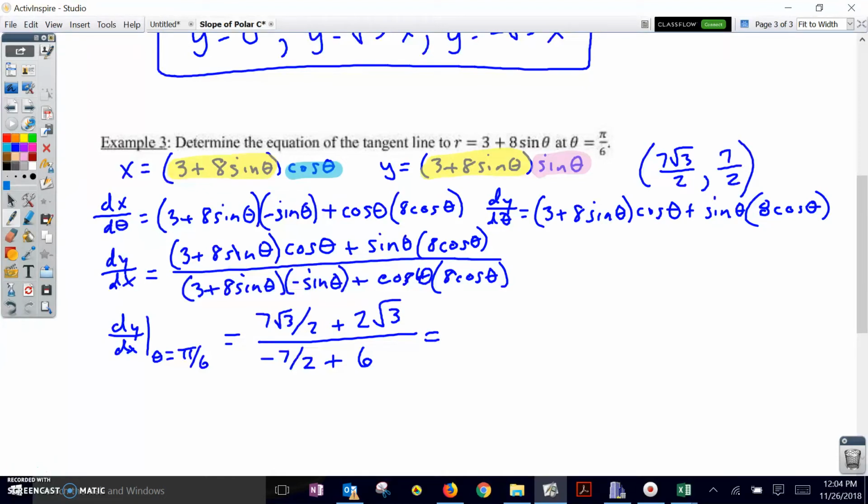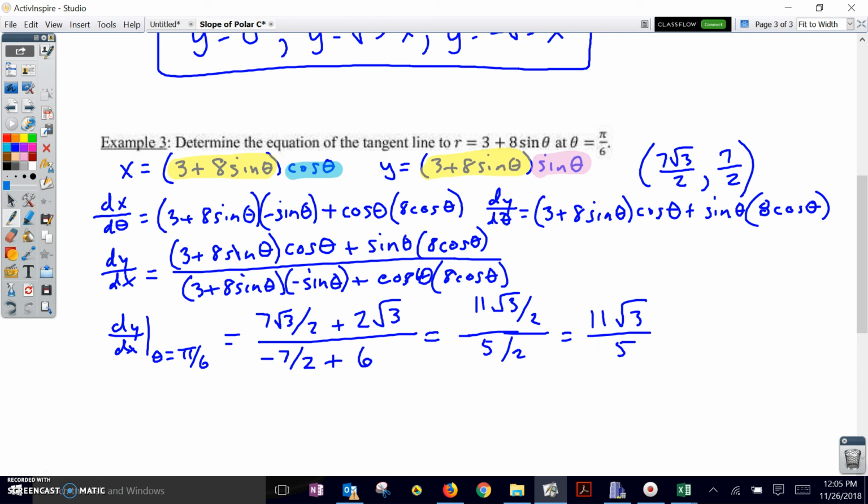Hopefully all of my calculations were correct there. And so we end up with 7 root 3 over 2 plus 2 root 3. Let's combine those. It's going to be 11 root 3 over 2. And in the denominator, I've got 5 over 2. So this is going to be 11 root 3 over 5 for our slope.